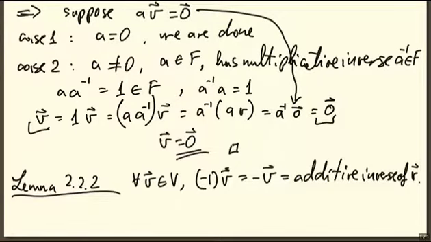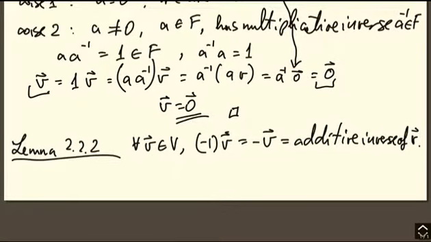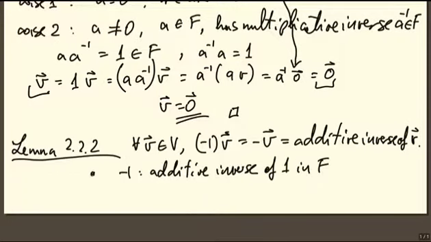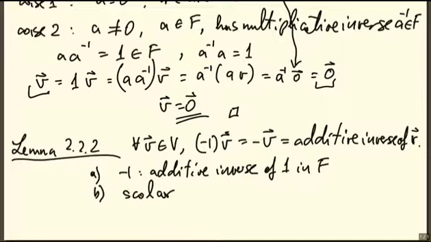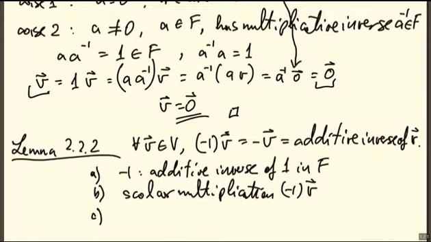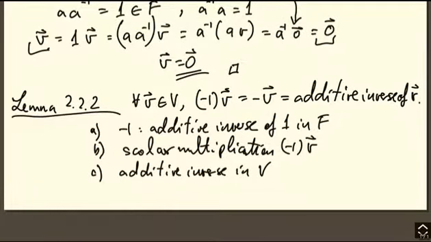Again, the importance of this lemma is that it goes from minus 1, which is the additive inverse of 1 in F. It combines this with scalar multiplication, minus 1 scalar with the V, and it turns into the additive inverse in the vector space V. So this is the importance of this lemma, that it combines the additive inverse of F now with the additive inverse of V vectors.